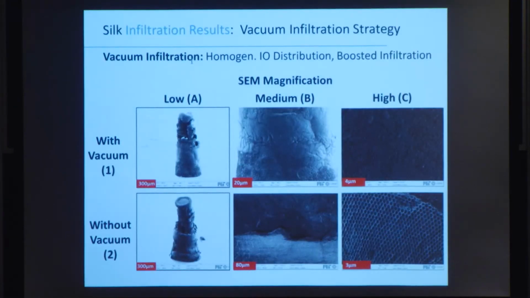So we originally developed the vacuum infiltration strategy based on the original hypothesis that the reason we weren't achieving full infiltration and homogeneous distribution of these features was that there's air trapped between colloidal particles and within the structure. And so we hypothesized that if we use the vacuum, we could remove this air and therefore promote more uniform infiltration.